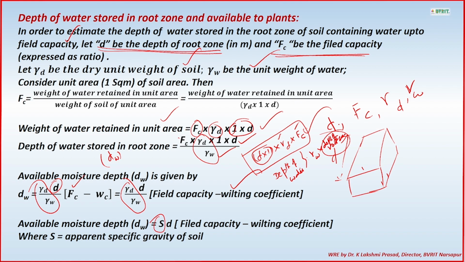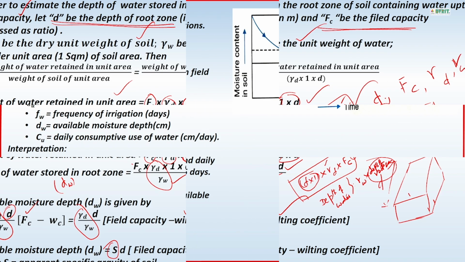So finally, what is the available moisture depth? What is the depth of water present in the root zone? It is nothing but the specific gravity, that is gamma D by gamma W, into depth of soil into field capacity minus wilting coefficient.